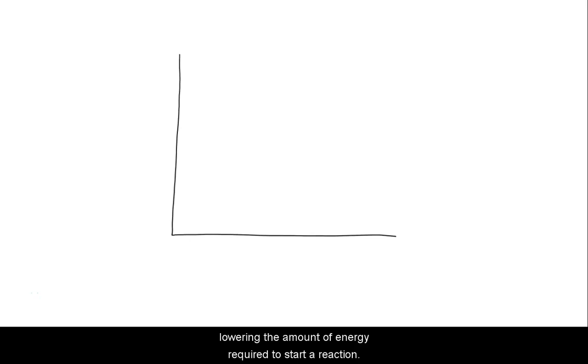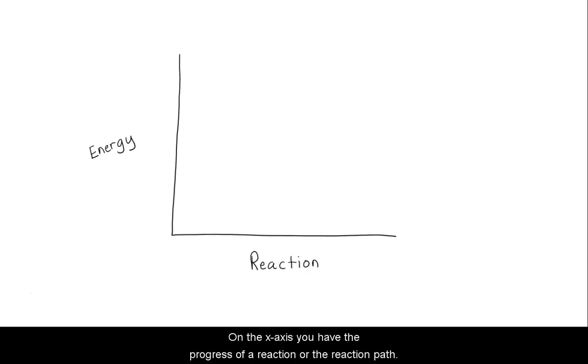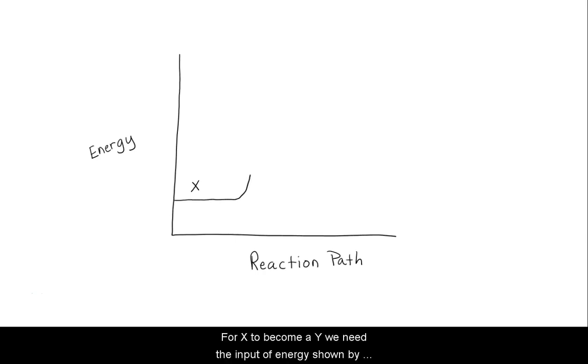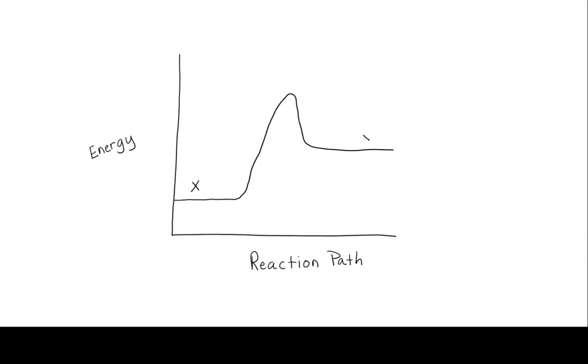Enzymes speed up the rate of chemical reactions by lowering the amount of energy required to start a reaction. To illustrate this concept, I'm drawing a graph. On the y-axis, you have the amount of energy required to start a reaction, and on the x-axis, you have the progress of a reaction, or the reaction path. In this reaction, reactant X is converted into product Y. But for X to become Y, we need an input of energy shown by the black line.